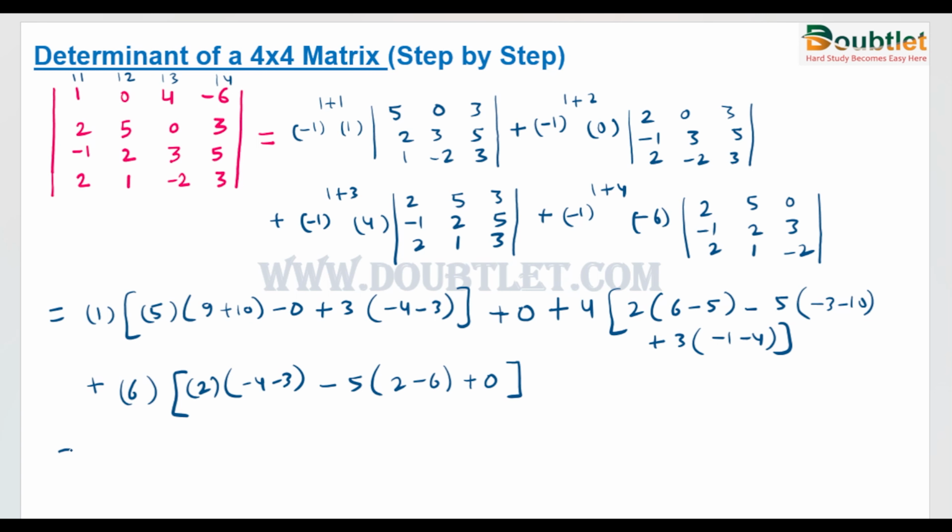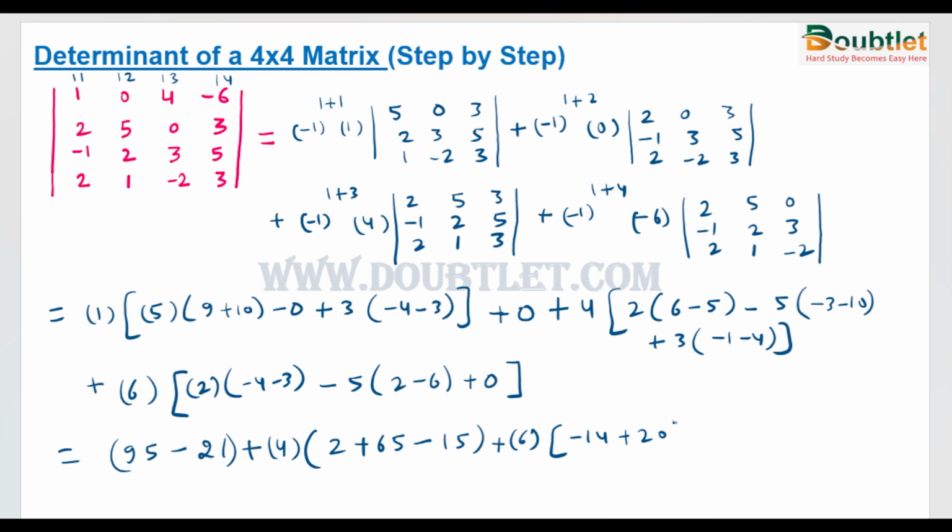So if we solve this further, what we will get, this is 1, so 19 into 5, 95 minus 0, so minus 7, this will become minus 21, plus this 4 times, this will become 2, this will become minus 13, so this will become 65, this will become minus 5, this will become minus 15, so plus 6, this will become minus 14, this will become minus 4 into minus 5, this is minus 20.